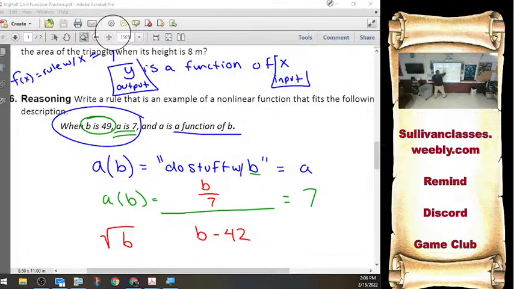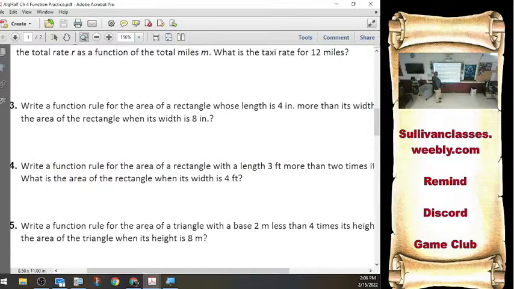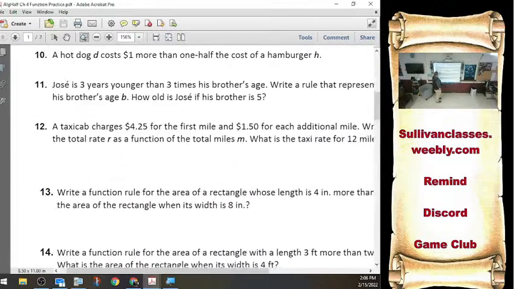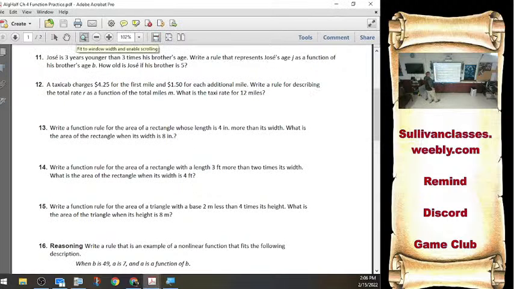And I'd say there was a good number of us who asked that one. What else? Yes, ma'am? Oh, okay, anything on the front page? 11 on front page. 11. Okay. Jose is 3 years younger than 3 times his brother's age. Write a rule that represents Jose's age, J, as a function of his brother's age, B. Okay.